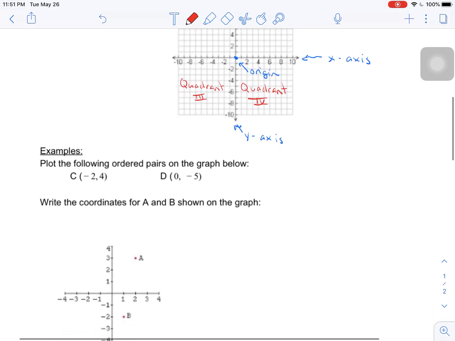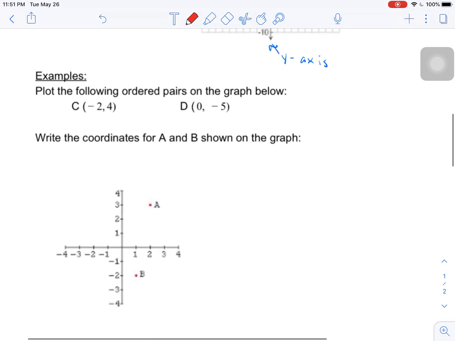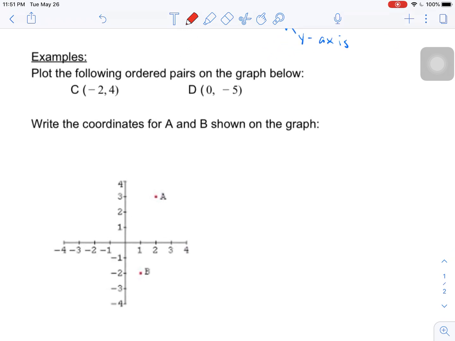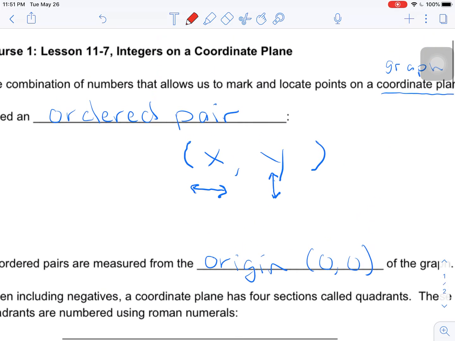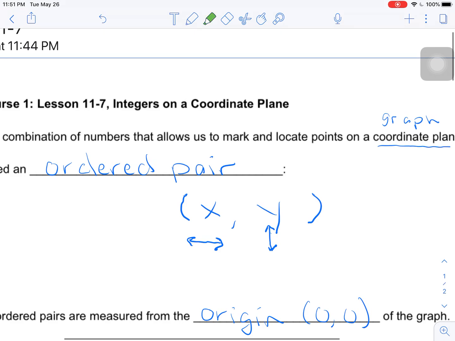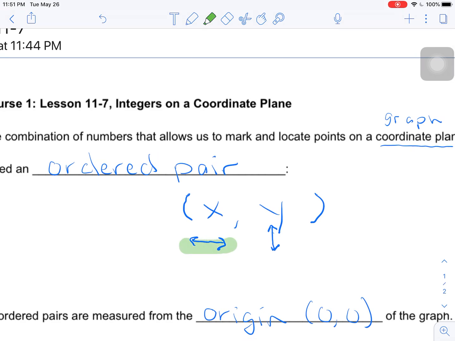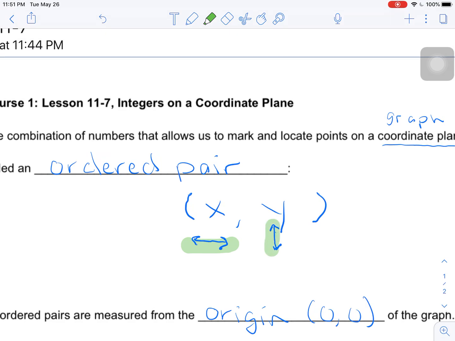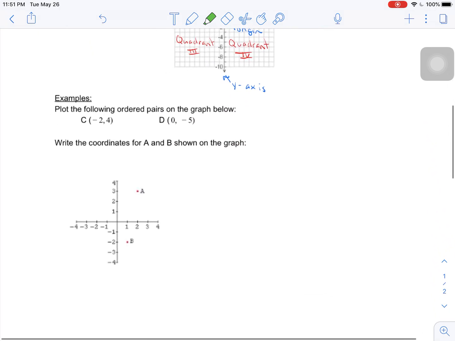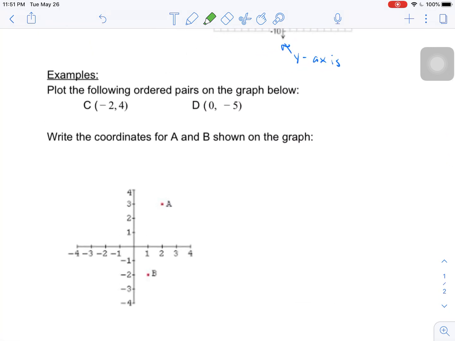Now, a little bit of quick practice thinking about how to use this. So we're actually going to work with this backwards. So we have a little graph here. So if you remember, the first number tells us our side-to-side measurement. So how far left or right do we have to go from the origin? And the second number is our up or down. How far up or down do we have to go from the origin? So this problem tells us, okay, write the coordinates for A and B.